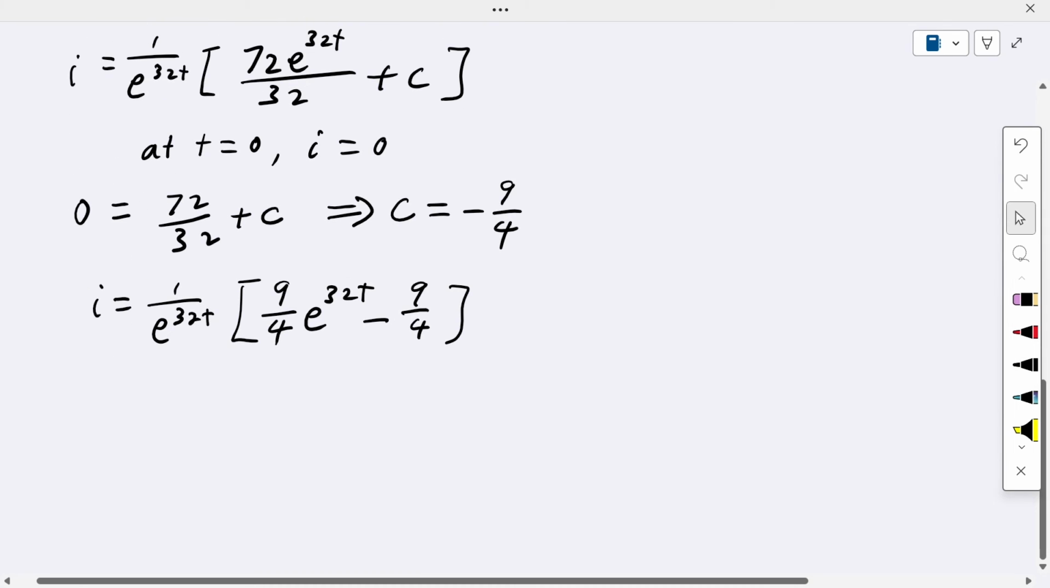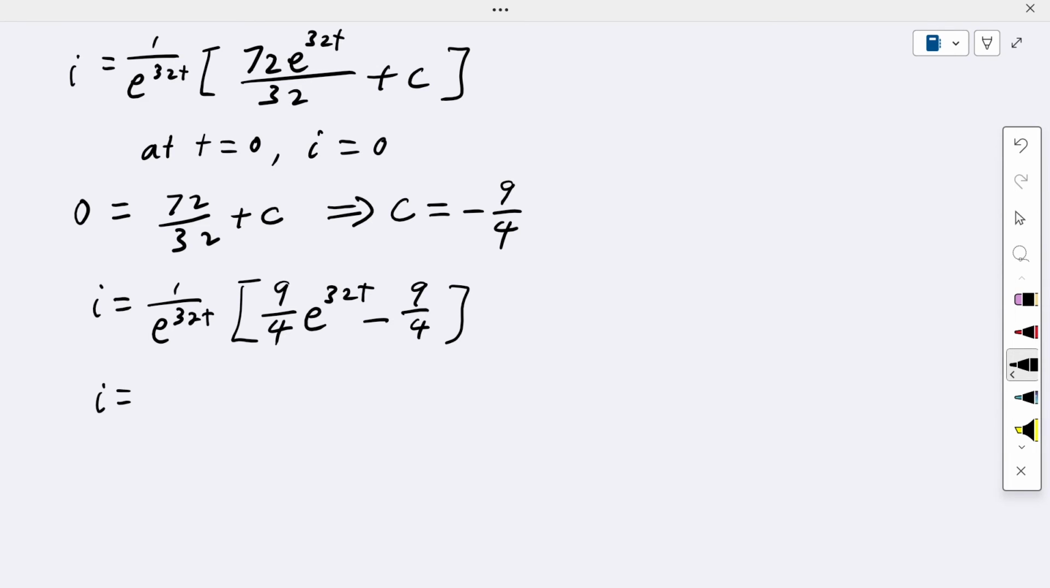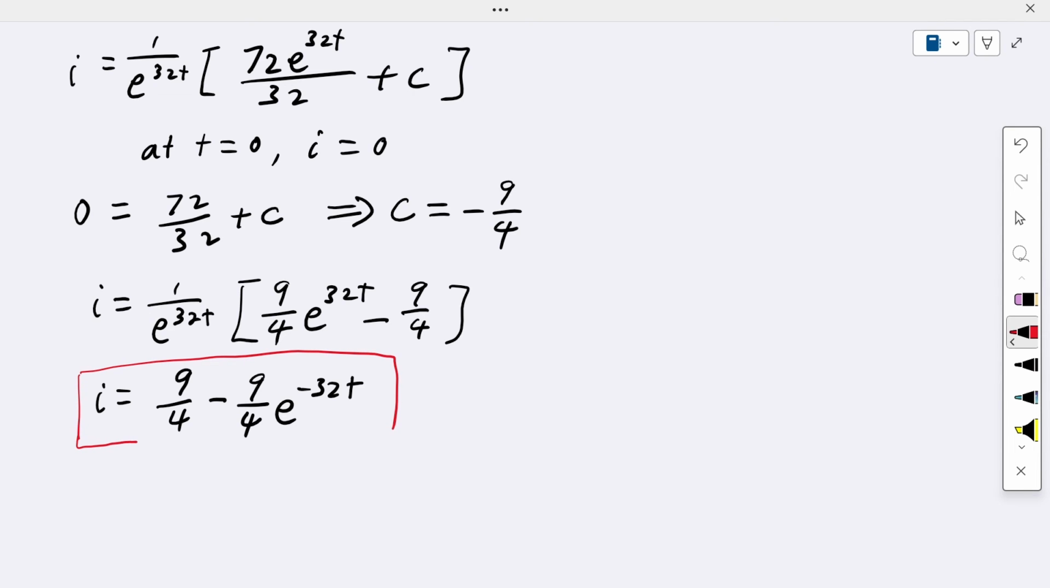Okay, so we can rewrite this. We multiply the term inside. Here we can eliminate the exponential 32t for the first term, so we get 9 over 4. And here we get minus 9 over 4 exponential minus 32t. So this is our solution for the current flow in that series circuit.